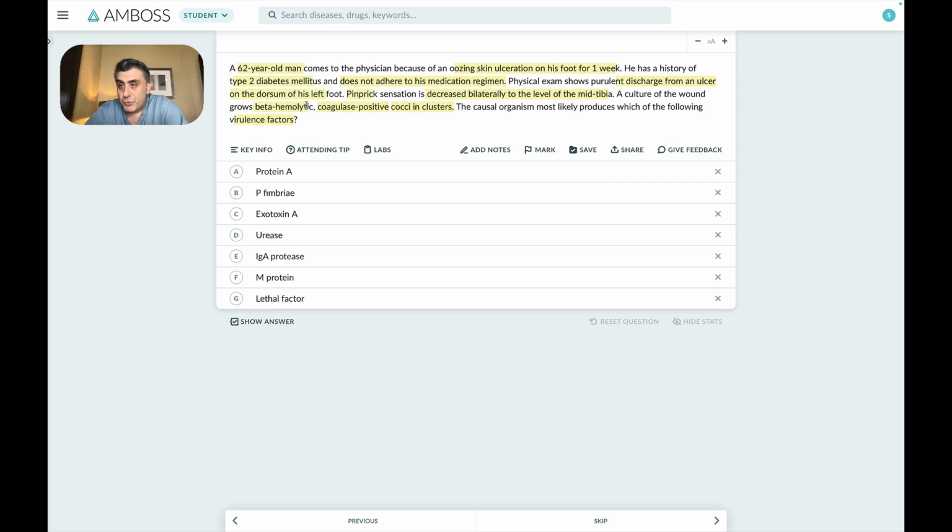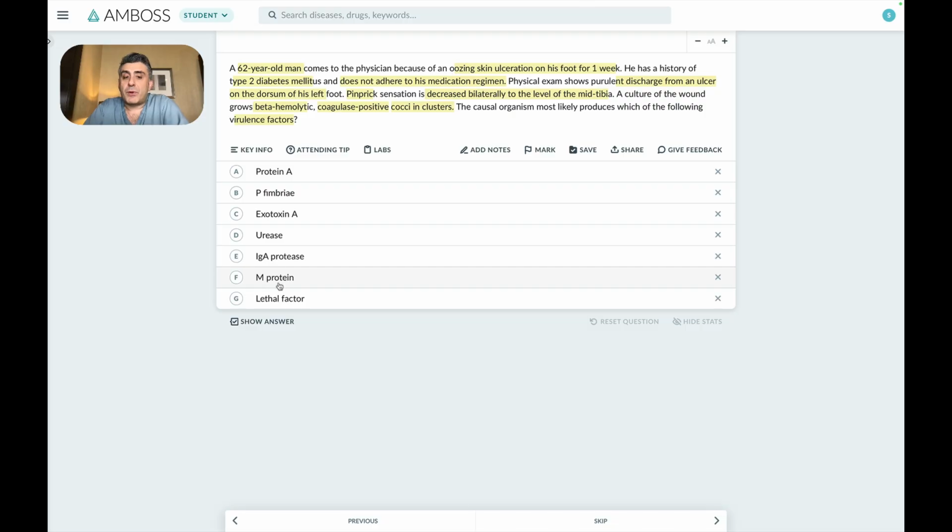Be careful when you read. I know you and I are just doing it now, but when you are sitting down and it's timed and you're exhausted and you're answering many, many questions upon questions, you might just read beta hemolytic and stop there, not realizing coag positive isn't strep and also it's in clusters, not in chains, right? So this is more staph.